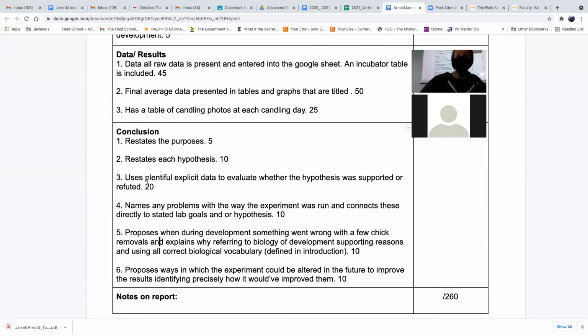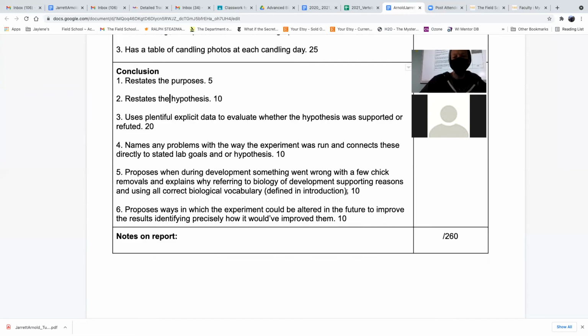Okay, we already went through and we used plentiful explicit data to evaluate whether the hypothesis was supported or refuted, restated the hypothesis. Why does it say each? Okay, and we restated the purpose. It's weird that I only gave us 10 points for this. It should be like 100 points. I don't know. Okay.